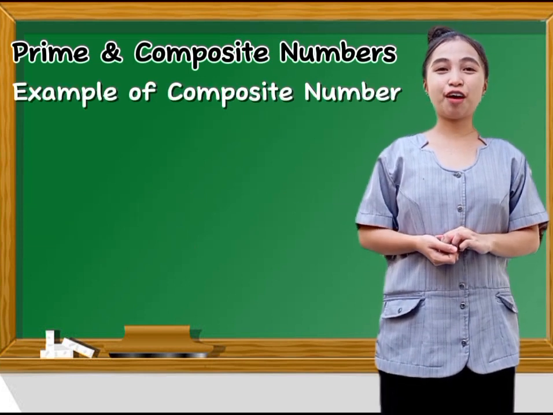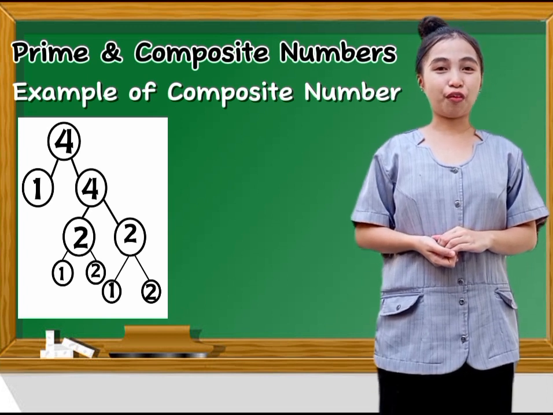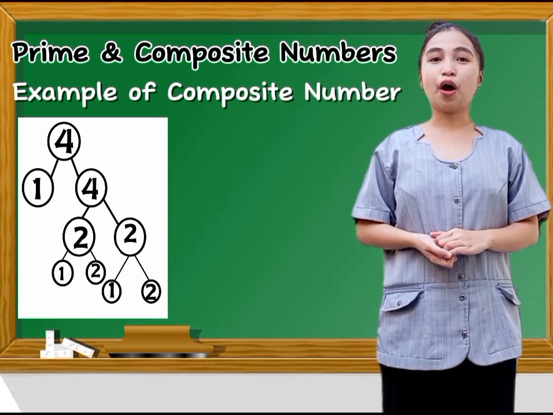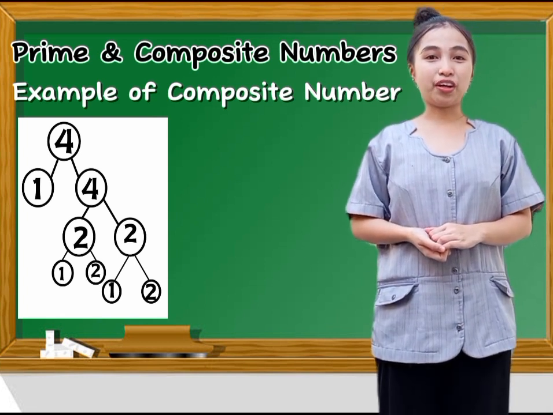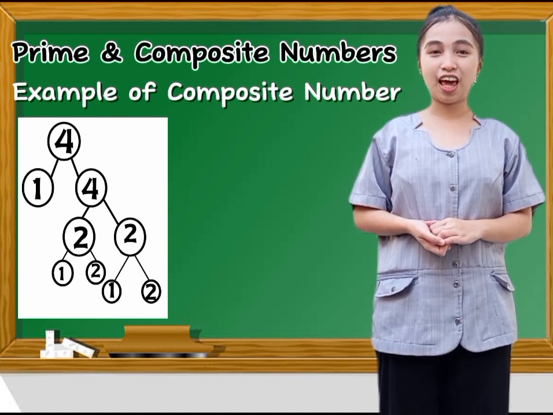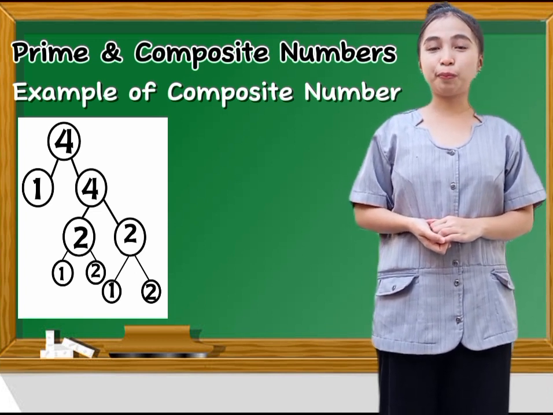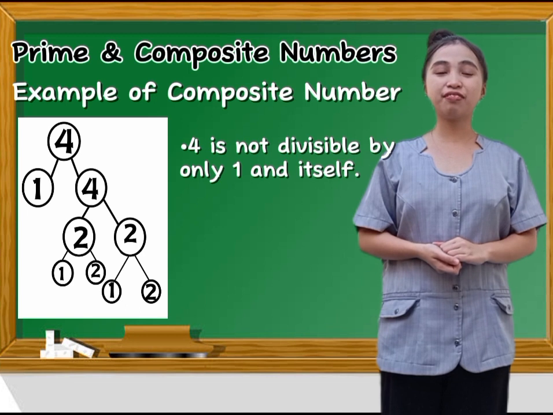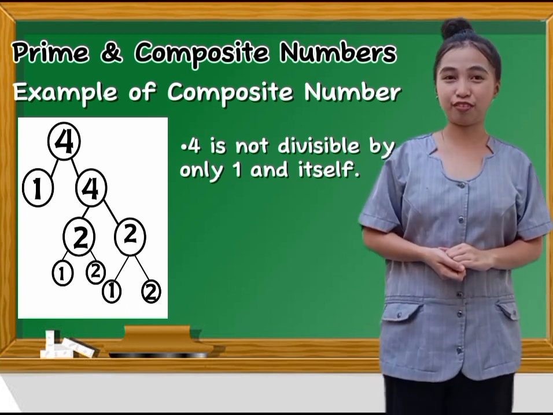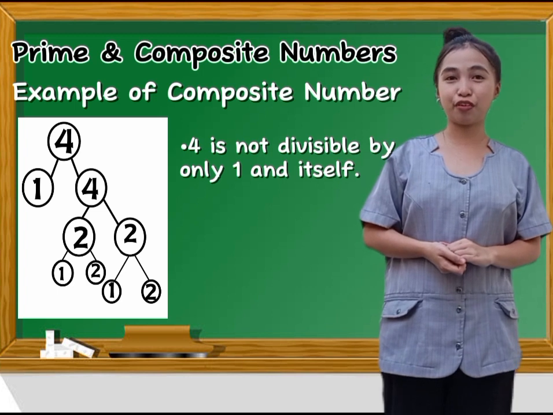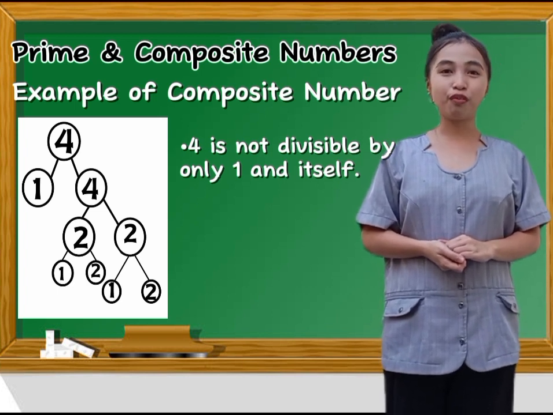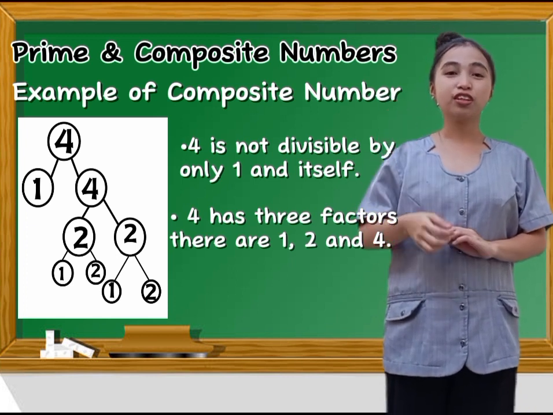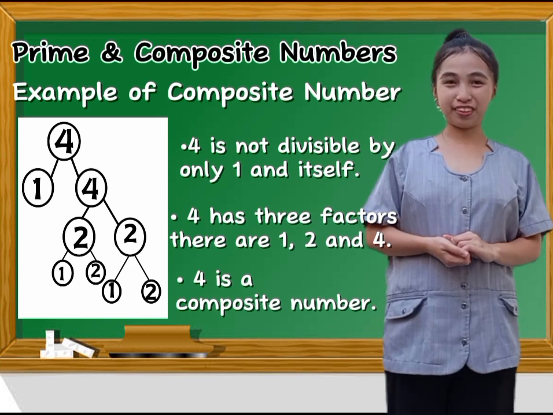Why? Here's an example of a composite number, the number 4. Using factors, we can get the factors of 4. It will be 1 times 4 is equal to 4. This is the first set of factors. The second set of factors is 2 times 2. Still the answer is 4. 4 is not divisible by only 1 and itself because it still has another factor, which is 2. 4 has 3 factors: 1, 2, and 4. So 4 is a composite number.